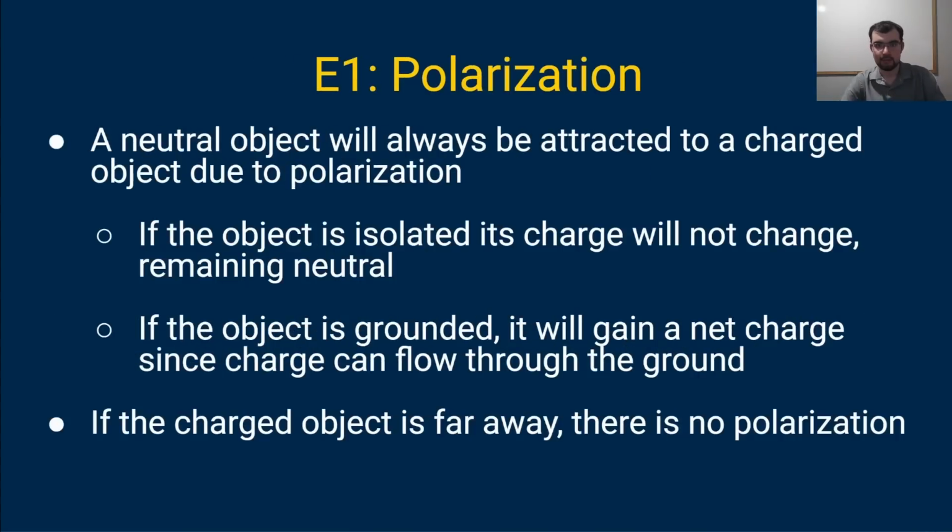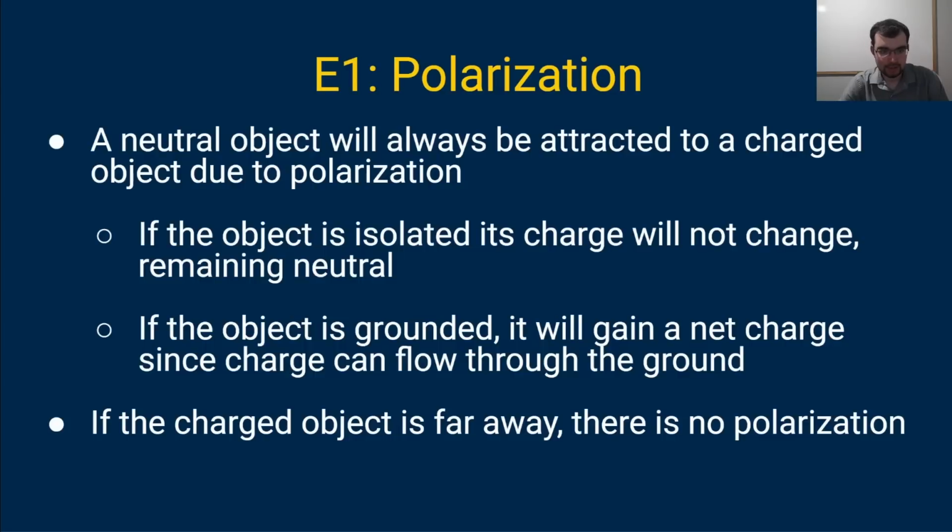Now for E&M. First up, we got polarization. So a neutral object is always attracted to charged objects. You might have learned in elementary school that positives and negatives attract and positives repel. Well, it turns out that positives and negatives both attract neutral objects, because the charge carriers are going to be either attracted or repelled and create a net attractive force no matter what.